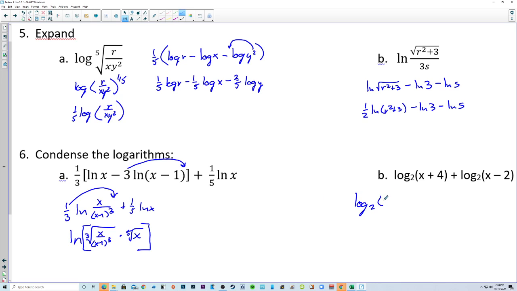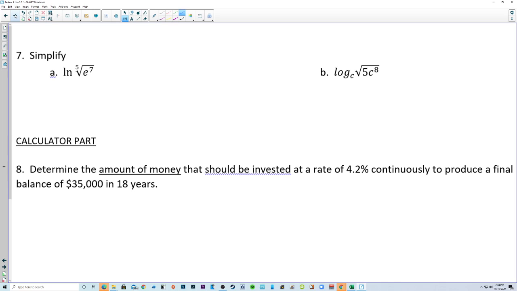Here we have log base 2 of x plus 4 times x minus 2. So it's log base 2 of x squared plus 2x minus 8. Simplify this one. We have the natural log of e to the 7/5, because the root part is going to be the denominator and the power is going to be the numerator. So this evaluates to 7/5 because they both have the same base.